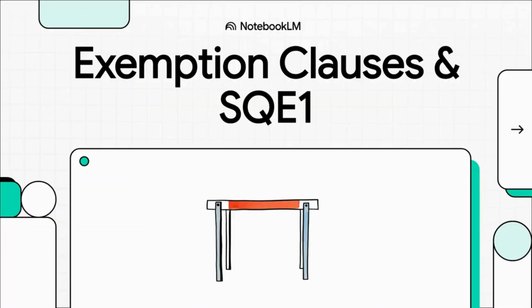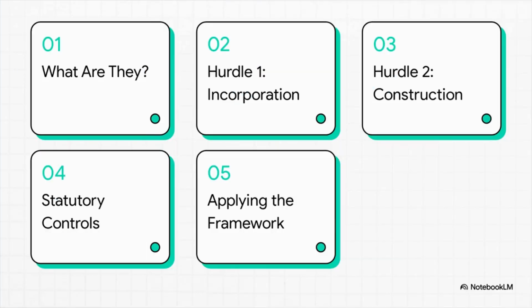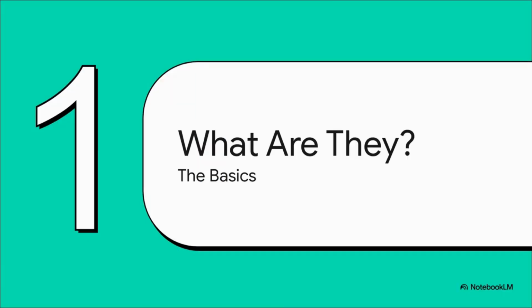Hey everyone, welcome. If you're prepping for the SQE1, today we're going to crack the code on one of the toughest parts, exemption clauses. Nailing these is a huge deal, and I'm going to show you exactly how to do it. First, we'll cover what these clauses even are. Then we'll jump through what I call the three hurdles: incorporation, construction, and statutory controls. Finally, we'll put it all together into a framework you can take right into the exam with you. Okay, let's dive right in.